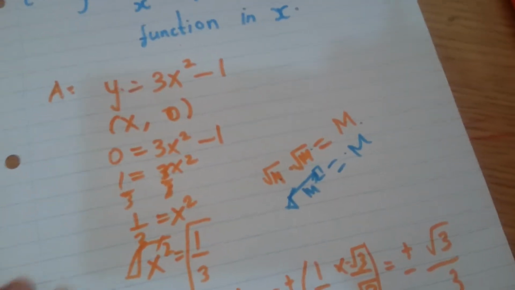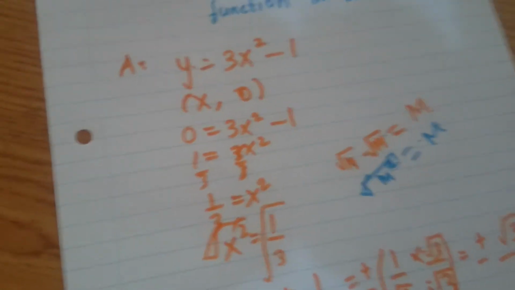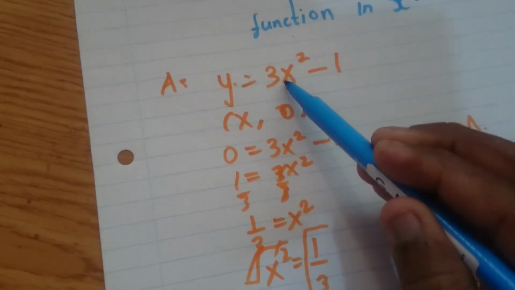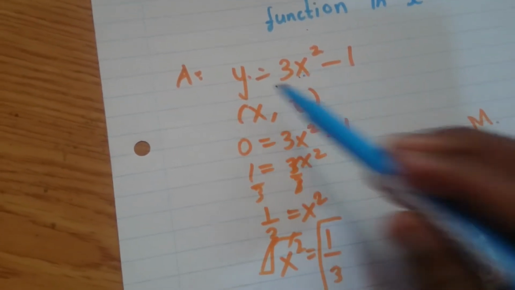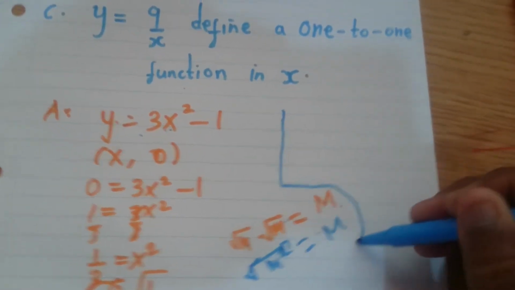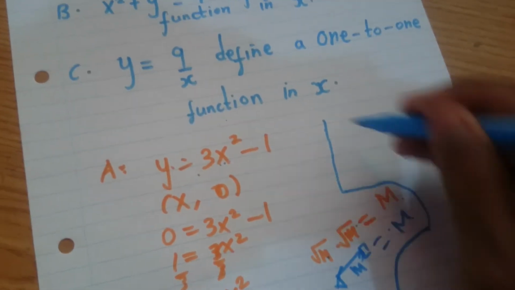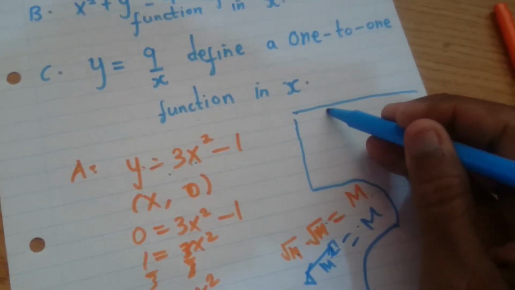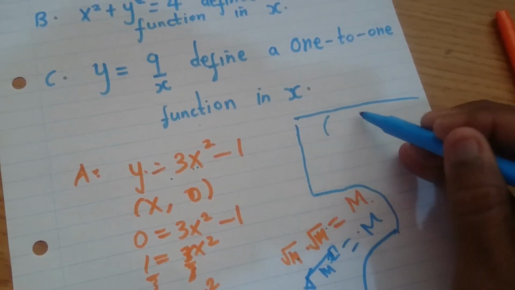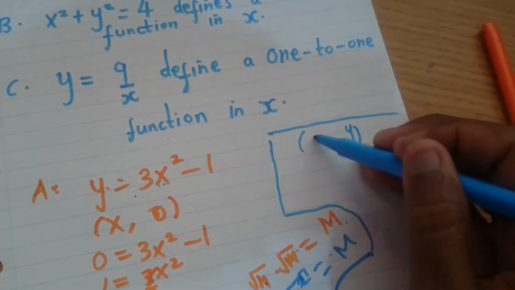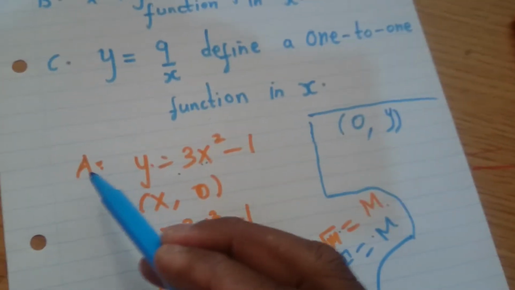For the y-intercept, x is equal to 0. So 0 times 3 equals 0. Now for the y-intercept, when x equals 0, so what happens? I'm going to put it in this equation.